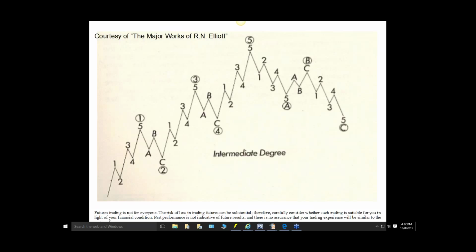The next degree is the intermediate degree, and you can see it puts a whole lot more numbers inside of the major wave count 1 through 5 and the ABC down. It's those lesser waves that we try to anticipate and see what may transpire next by the waves that have already taken place and what is normally anticipated after those waves have taken place.